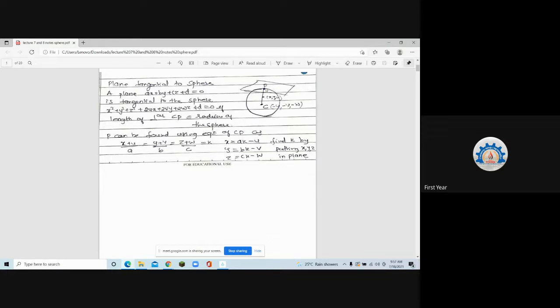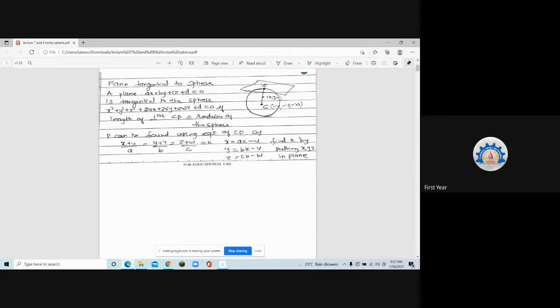Then further they'll also ask you what is the point of contact. So yesterday Aditya Bhile was asking how to find the point of contact. This is also one more way. So if we are able to find the tangent plane and then we are able to find the equation of line CP, I can find the point P. So how will I find the point P?